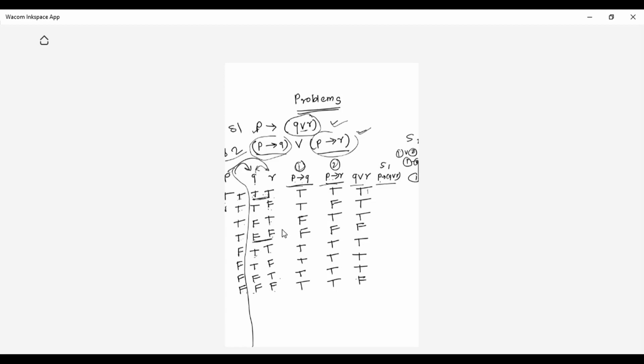So true, true is true. True, true is true. True, true is true, right? Then true, false is false. False, true is true. I think the rest of the thing is false, so no need to check. I'll be directly putting it as true, true, true, right? Okay, so the first statement we have done with.